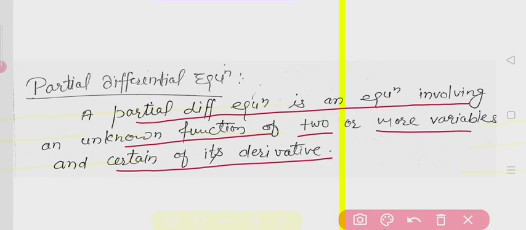हमारे पास ordinary differential equation में क्या होता था, a function of one variable we were talking about, and we were taking the derivatives of that dependent variable with respect to the independent variable. But here there is an unknown function of two or more variables and its derivatives. So that equation is known as the PDE.